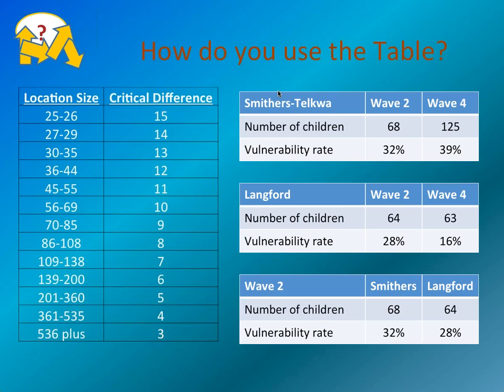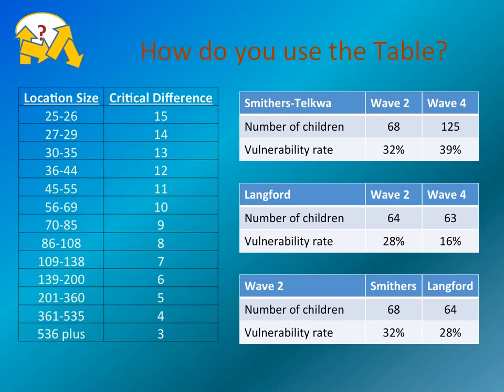So how do you use the table? Here's an example of the same table, and I've done a comparison of one neighborhood, Smithers-Telkwa, over 2 waves. Unfortunately for me, I can't see the whole thing here. Can you help me here, Jay? Okay, I'll just move it over. Okay, great. So you see that the number of children in the 2 waves was quite different.